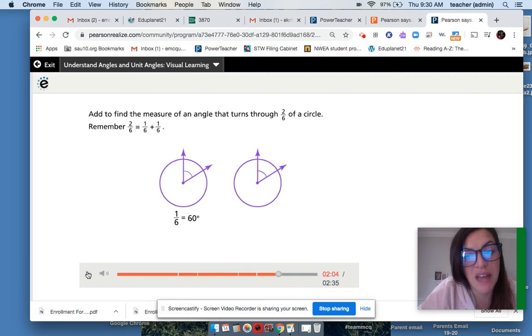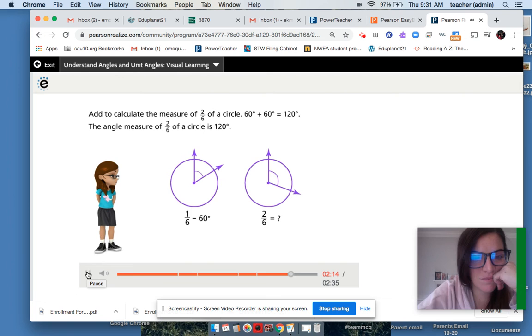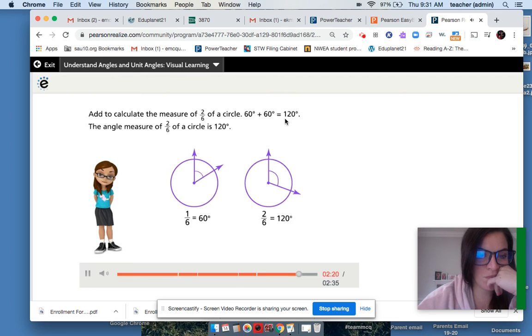What is 60 degrees plus 60 degrees? Remember, 2/6 equals 1/6 plus 1/6. Add to calculate the measure of 2/6 of a circle. And there you go. You would have had 60 degrees plus 60 degrees equals 120 degrees. The angle measure of 2/6 of a circle is 120 degrees.